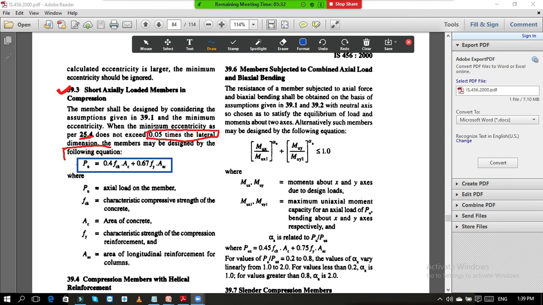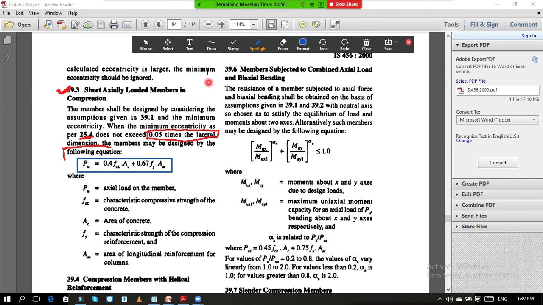Okay, and this is the formula. If you see, Pu is equal to 0.4 fck into Ac plus 0.67 fy into Asc. This is the formula to evaluate the design strength, or we can say the load carrying capacity of the short column, where Pu is the actual load on the member, fck is the characteristic compressive strength, Ac is the area of concrete, and fy is the characteristic strength in compression, Asc is the area of longitudinal reinforcement.